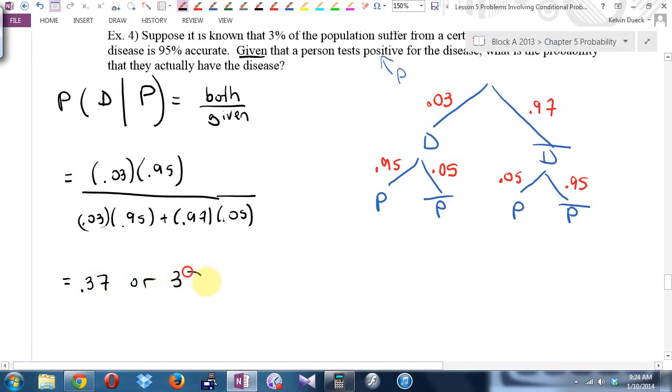Or, what's the probability that you have cancer even though you've tested positive? Actually, you probably don't have cancer. It's only a 37% chance that you have it. And this is such a counterintuitive answer.